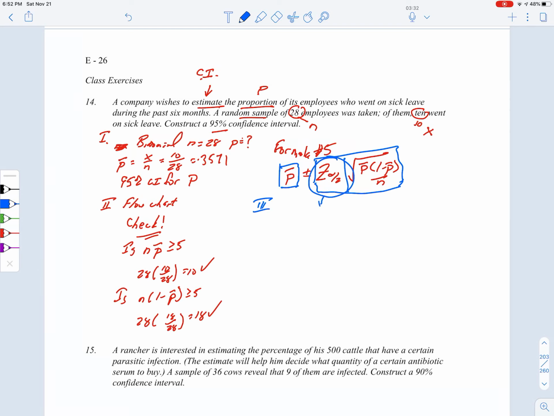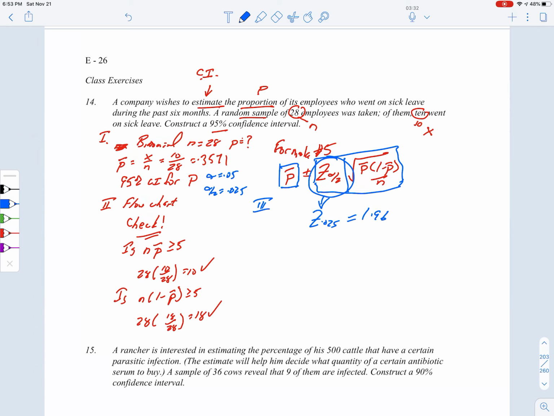Step number 3. We just need to figure out this guy. And so this would be a z, let's see, a 95% level of confidence means that alpha will be equal to 0.05. Alpha over 2 is equal to 0.025. So we're looking for a z of 0.025. We've actually done this a couple of times. It's 1.96.